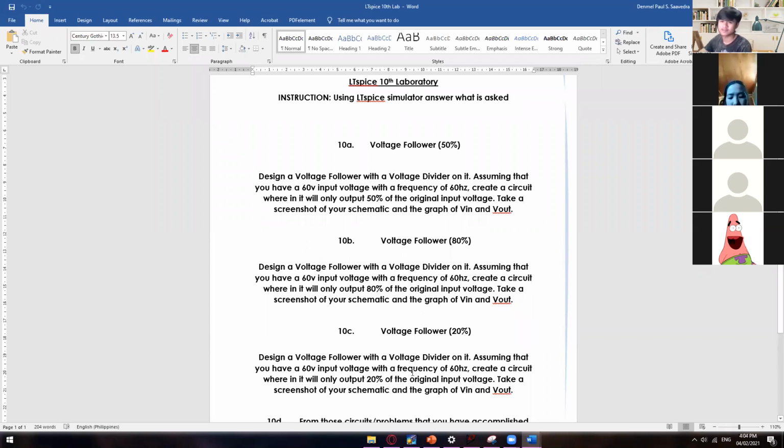Okay. Right. So this one is actually quite simple, since you guys already have an idea what a voltage divider is. This one is like a bonus already. 10 A, 10 B, and then 10 C. So you might need some trials on how to come up with the 20% V outs. Any other questions or clarifications?